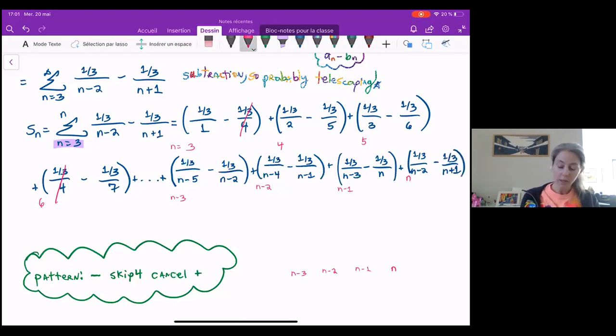And now let's see if our pattern continues. Negative 1/3 over n minus 2, skip 4. Look, I do. I have the 1/3 over n minus 2 positive. So those things cancel out. Okay, any questions so far?